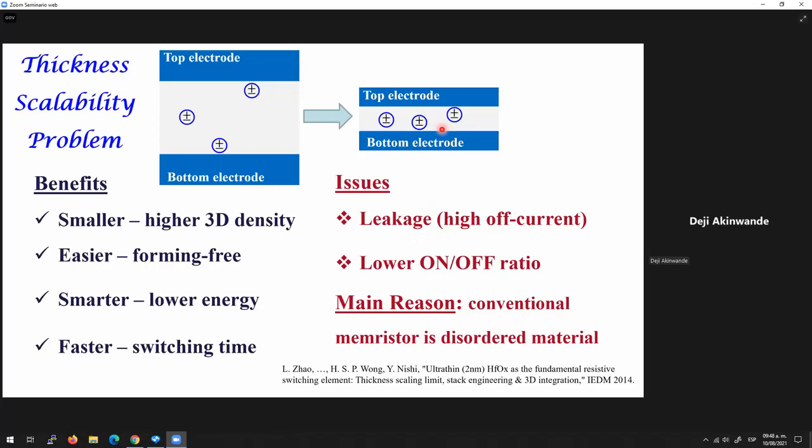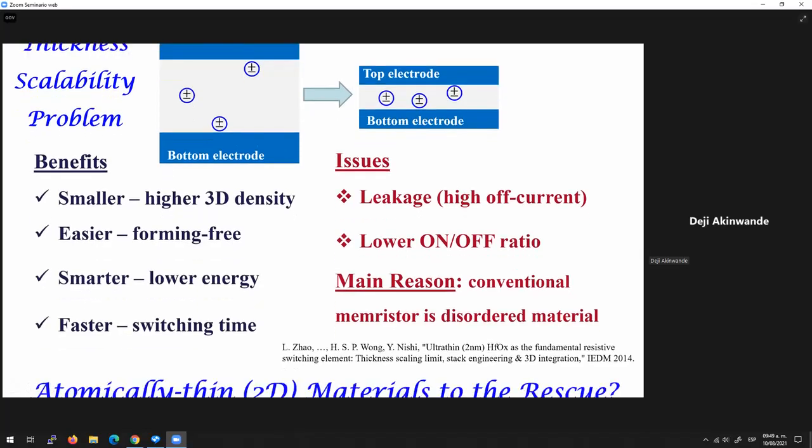And that includes higher leakage. Please keep in mind that higher leakage means that you have lower on-off ratio, which often translates to lower or reduced reliability. And the fundamental reason for these issues is that most conventional emergent memory, like metal oxides, are disordered materials. So you have a lot of pinholes when you go to very small thicknesses, and then these pinholes begin to create a direct short between the top and bottom electrodes, and so the phenomenon begins to fade out.